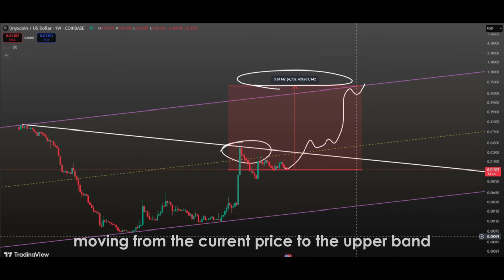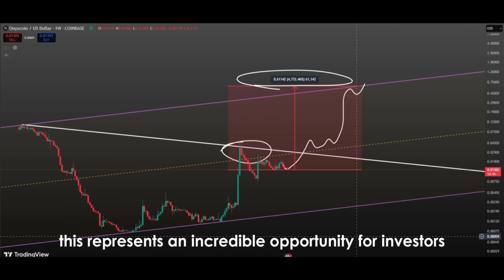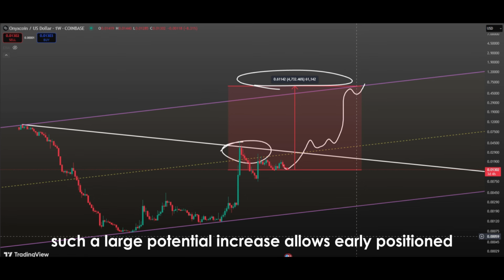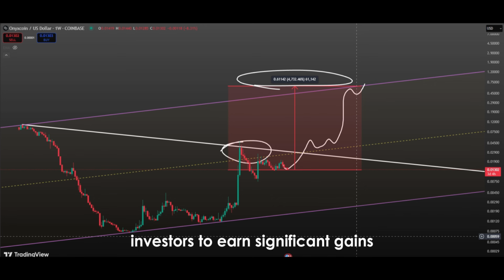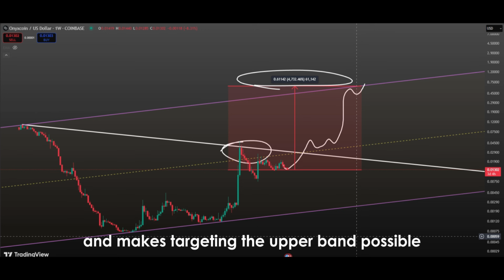In this scenario, moving from the current price to the upper band corresponds to an approximate 47-fold increase. This represents an incredible opportunity for investors. Such a large potential increase allows early positioned investors to earn significant gains. Breaking the middle band provides the necessary precondition for the rise and makes targeting the upper band possible.